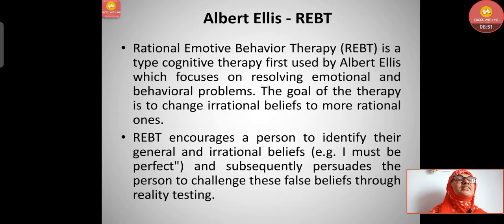Now, what does Albert Ellis say about REBT, rational emotive behavioral therapy, given by himself, Albert Ellis. Let's understand in detail. This REBT is a type of cognitive therapy first used by Albert Ellis, which focuses on resolving emotional and behavioral problems. That means, as we have already discussed, the thinking and thought process, cognitive, emotions and behavioral aspects interact together, where the emotions and the behavior come out. So all these are tackled.